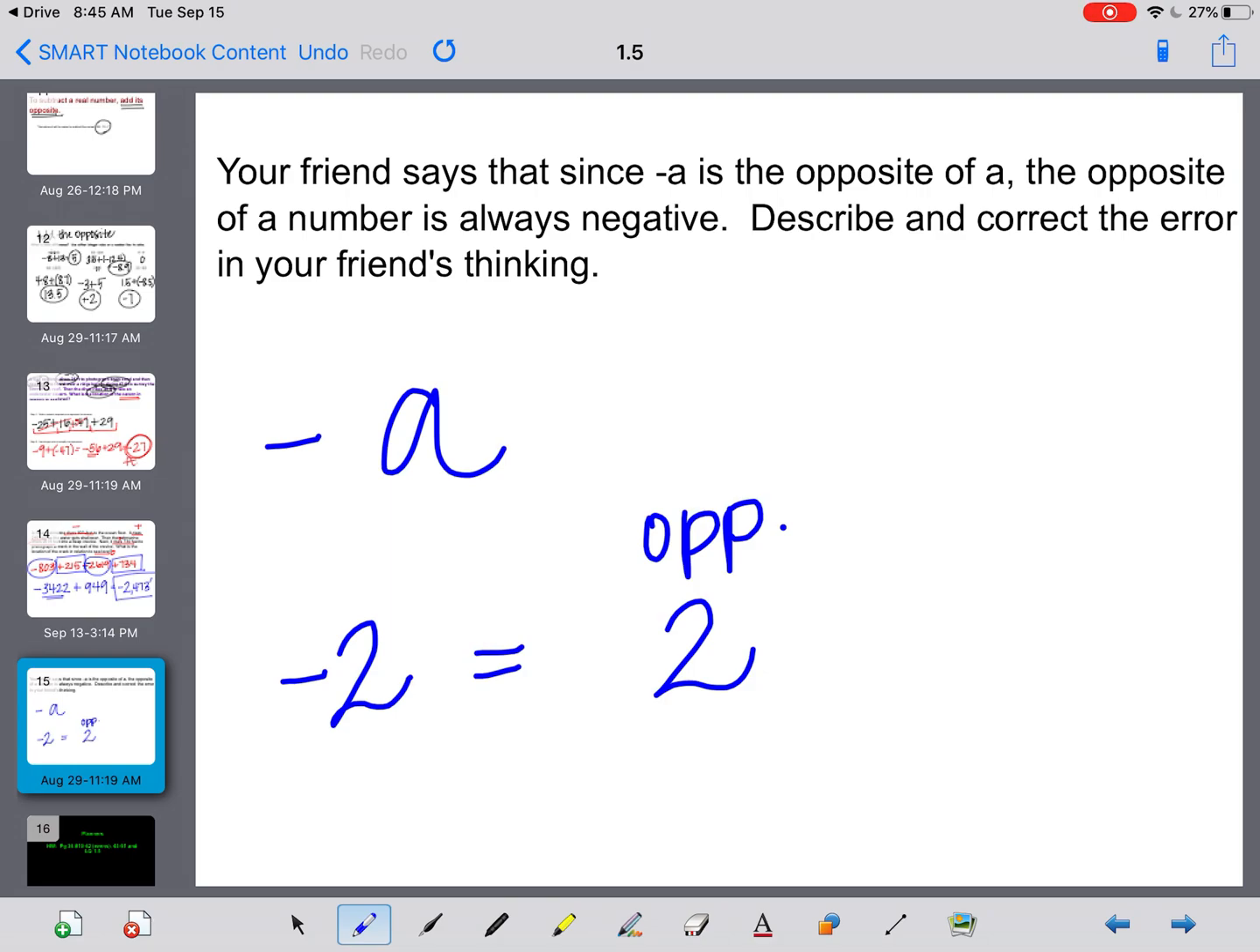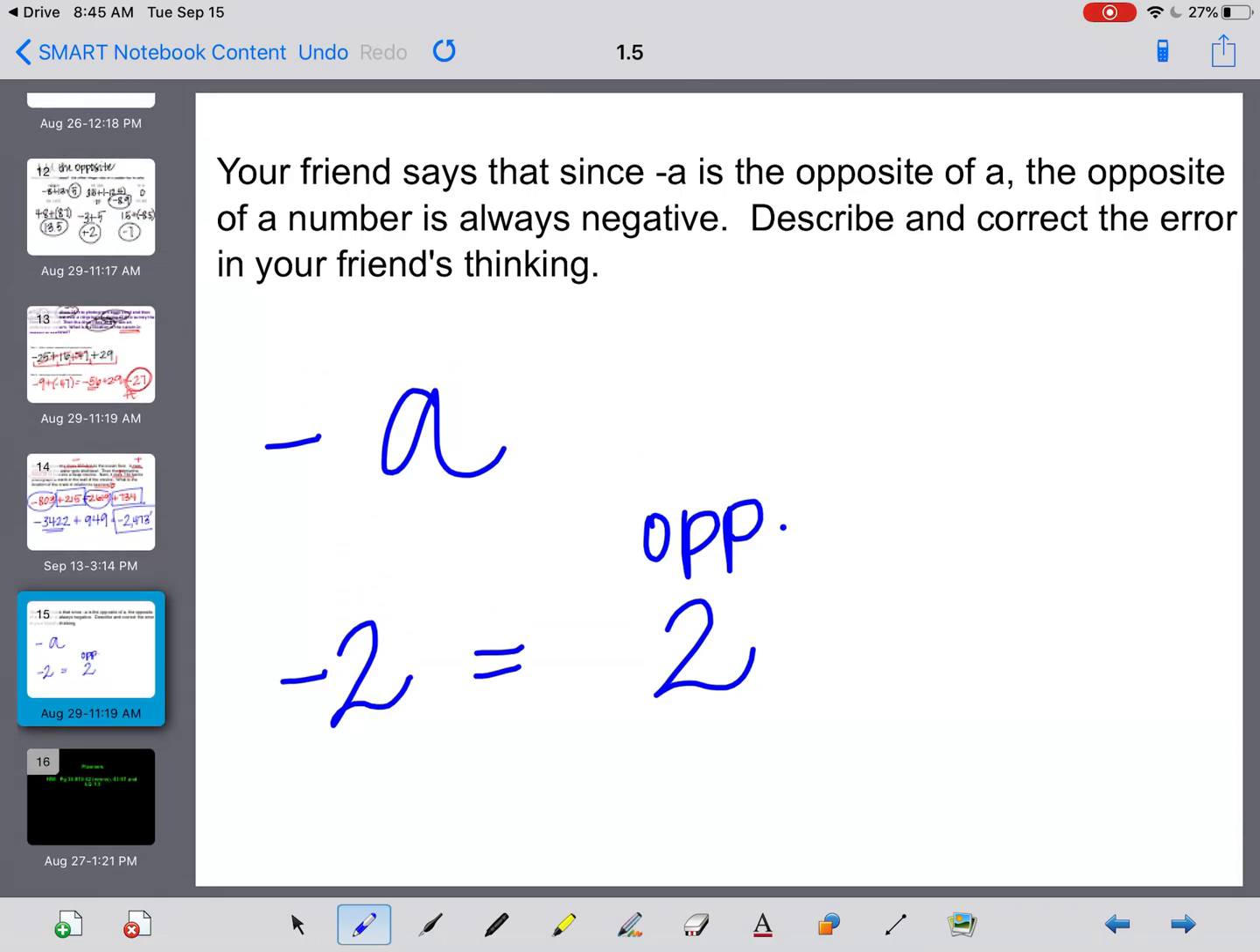Just let them know the opposite is just the other side of the number line from that number. If you're starting at a negative, the opposite is always positive. If you're starting at a positive, the opposite will always be negative.